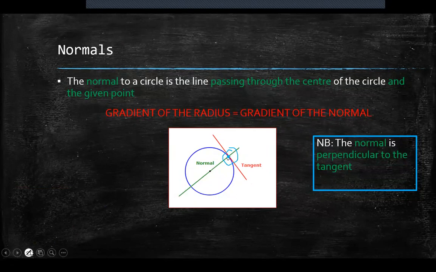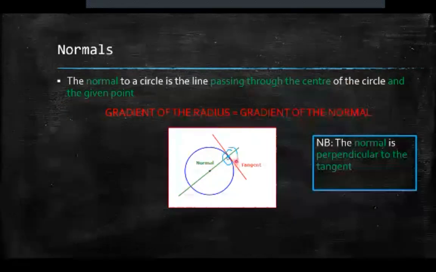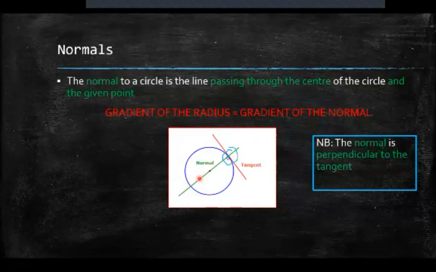Now we're learning about normal. The normal line. The normal to a circle is the line passing through the center of the circle and the given point. This is my center, this black dot right here. The given point is this blue one right here. And you could tell this green line, which is the normal, passes through the center and it passes through the given point. Everybody seeing that?